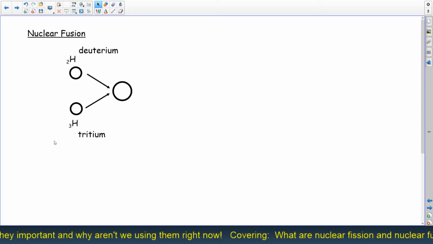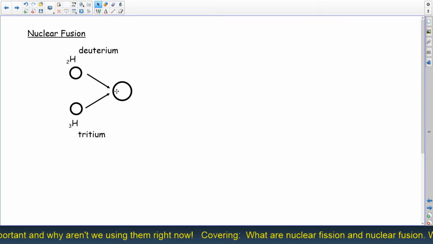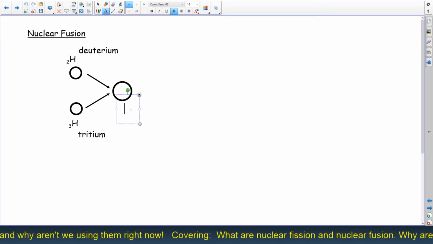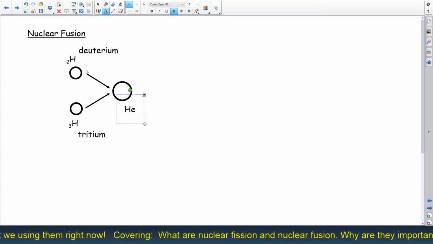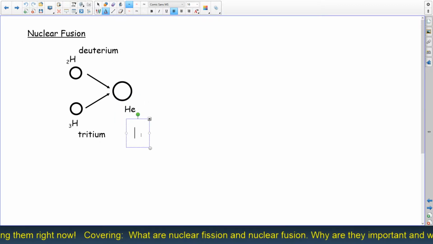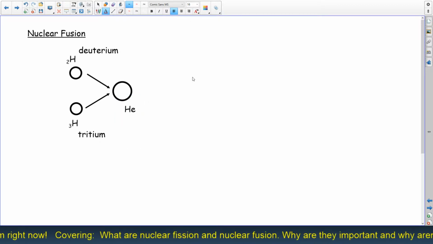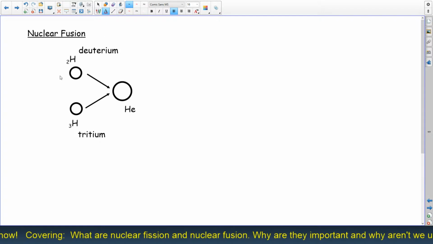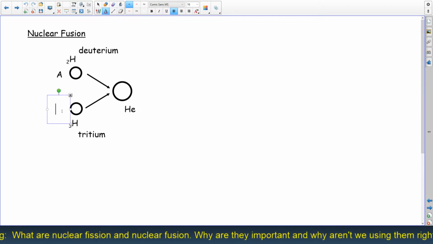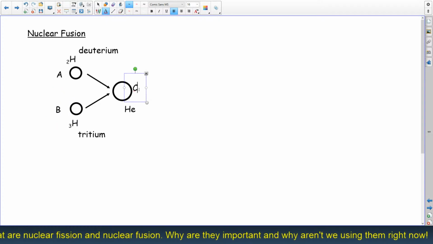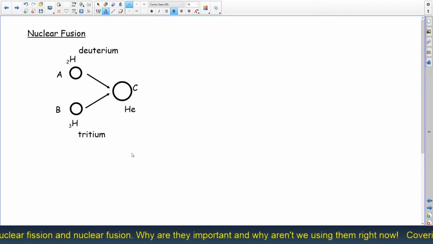I'm going to cram these together and make a larger nucleus. We're going to make some helium here. Okay, because we've got two protons, we've got a proton there, cram it together, we make some helium. And again, if we say that this has a mass A and this has a mass B, then this one has a mass of C.